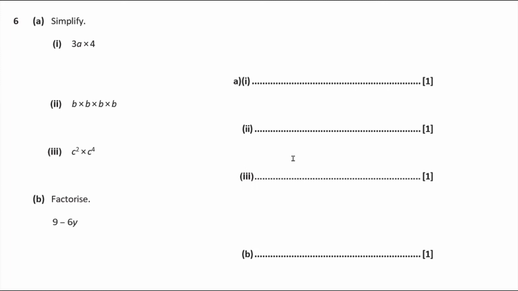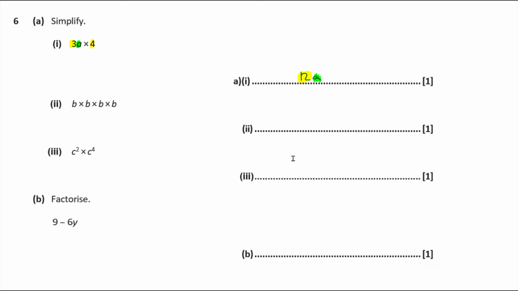Question 6a, part 1. What's 3a times 4? Well, when we've got things multiplied together, we kind of multiply together like with like. So I've got 2 numbers and a letter. So I'm going to multiply the 2 numbers together. That's going to give me 12. And I'm just going to then add the a on the end, because I didn't end up doing anything with the a. So I'm just going to write down 12a.